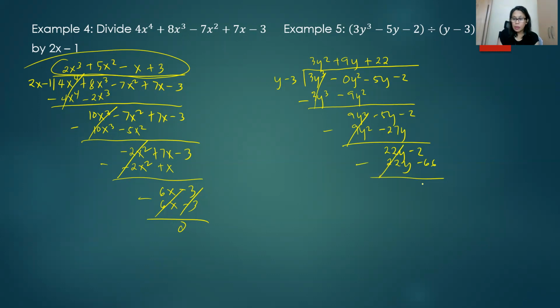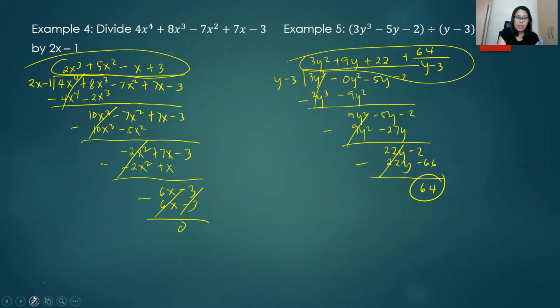So we have negative 2 less negative 66 is equal to 64. And this 64 is the remainder. So we have plus 64 over y minus 3 as our answer. Okay. So next.